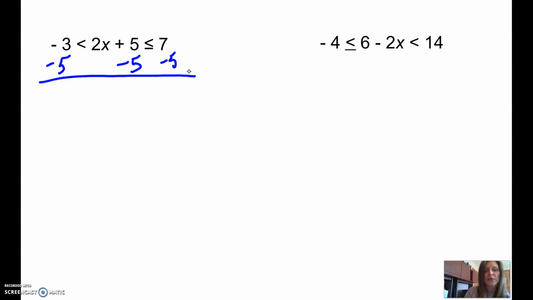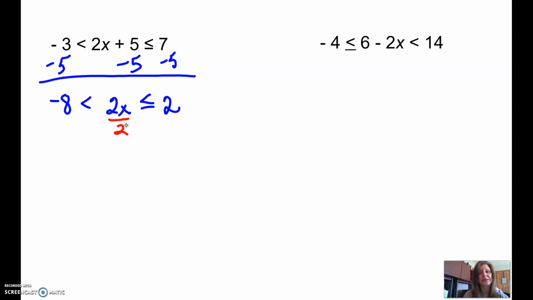The first one, -3 minus 5, is going to leave me with a -8, still less than. Now in the middle, we're going to have just our 2x. And then last section, less than or equal to 7 minus 5 would be a 2. Normal solving, we would then go ahead and divide to get our x by itself. So we would divide by 2.